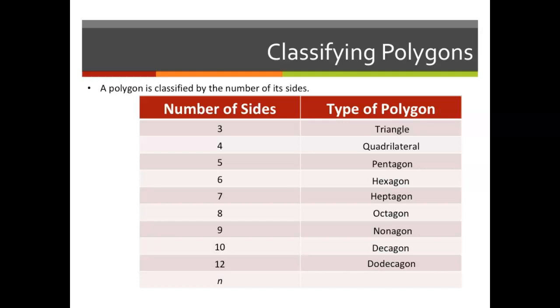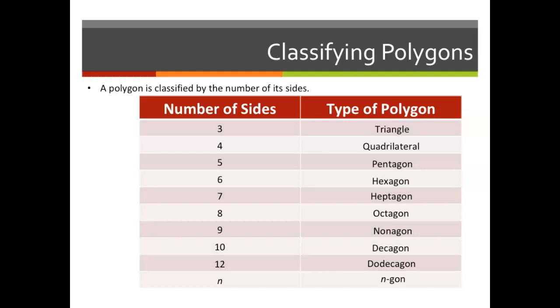Now we don't have one for 11, and we don't have names for those higher than 12 that we are going to go through in this class. But a general way that you can classify polygons is to simply say however many sides and then add gon after it. So say you have a polygon that has 14 sides. You can call it a 14-gon. So n being the number of sides, you can call it an n-gon.